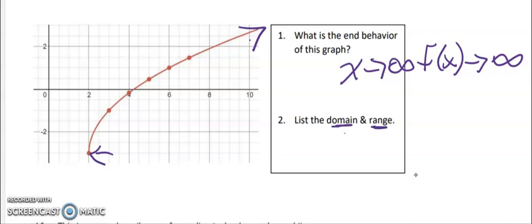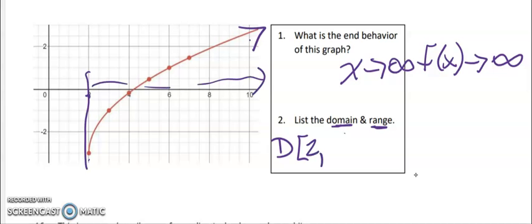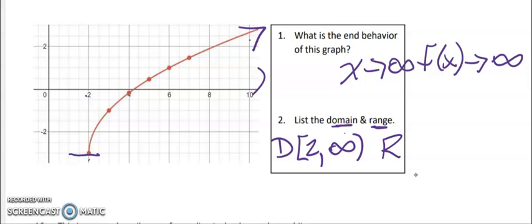For the domain and the range on a square root function, you have restrictions. So let's just look at the x first, the domain. So for domain, it starts right here at 2. And it includes 2. And then it moves this way to infinity. Okay? Now let's look at the range. The range, remember, is the y. So the range starts down here at -3. And it moves upward into infinity.